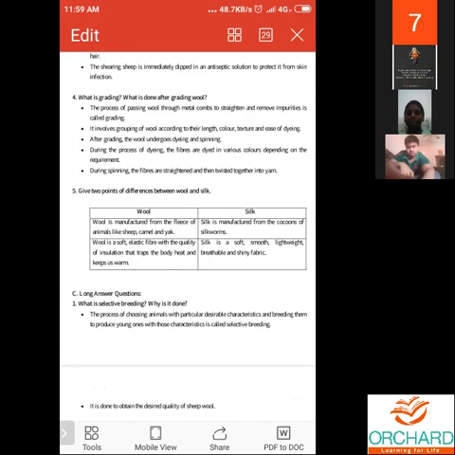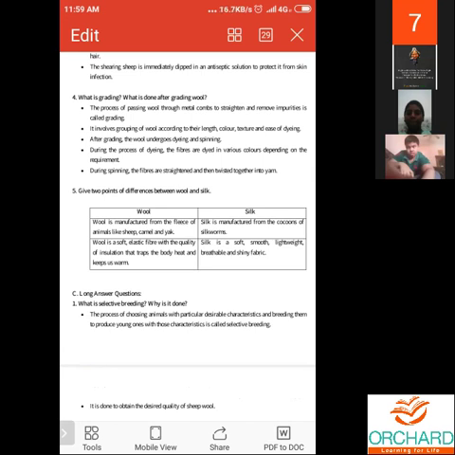There are different steps involved in wool processing, right? Shearing, scouring, sorting, grading, dyeing, and spinning. The order of the process is very important. You have to remember the order. That can also be asked as an objective or a 2-mark question. What is grading? What is done after grading wool?